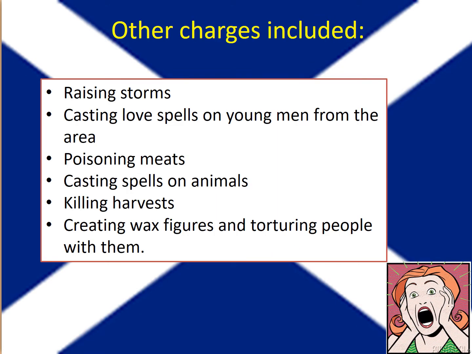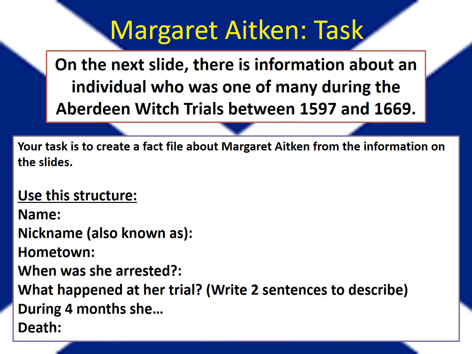Now, other charges that they were accused of doing, some of these witches: raising storms, casting love spells on young men from the local area, poisoning meats, casting spells on animals, killing harvests, and creating wax figures and torturing people with these wax figures. So that was some of the charges that were brought against some of these witches.